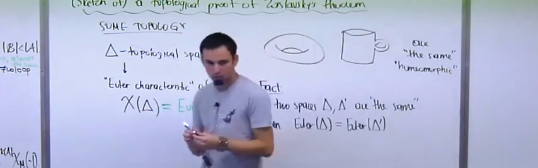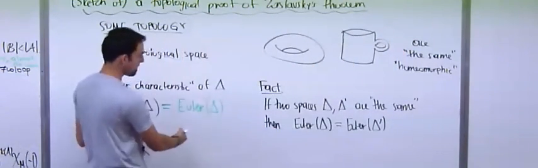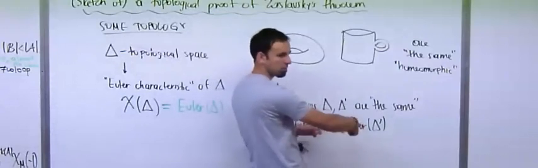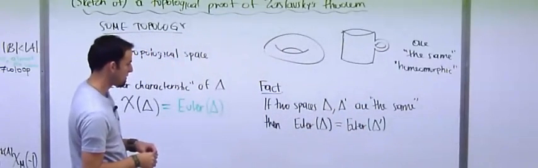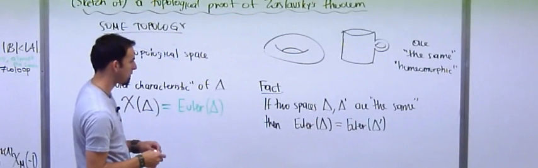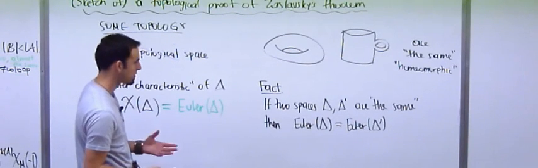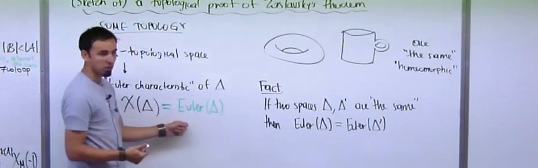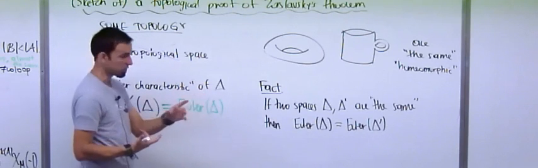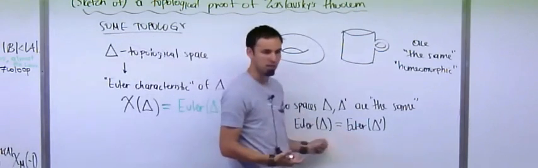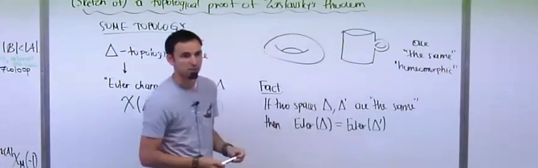Not the other way around. So you could have two things that have the same number, but are not the same topological space. But this is an amazingly powerful tool, because if you know how to compute these Euler characteristics, and you want to know if two spaces are different, well, if you can just compute their numbers and they're different, then you know the spaces are different.